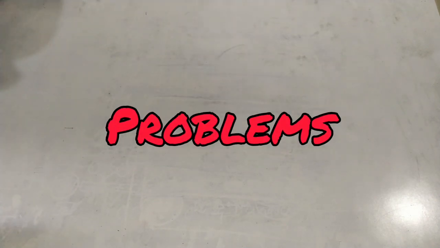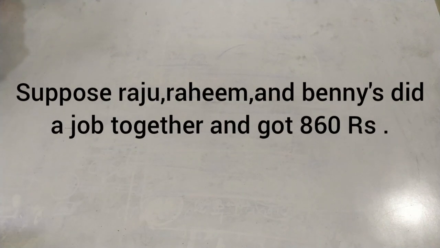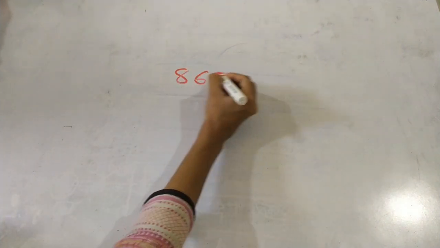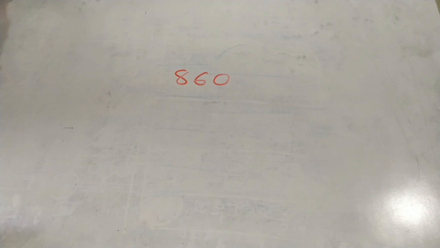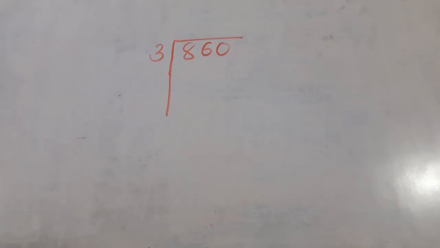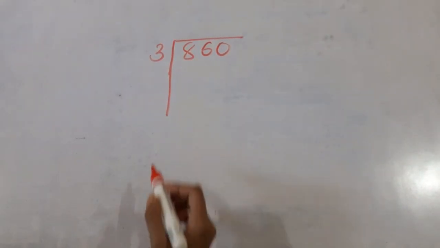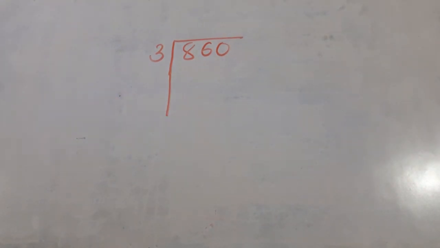These divisions are very simple. We will do one more problem. Suppose Raju, Rahim and Benny did a job together and got 860 rupees. Now how much would each get if this is equally divided? They are going to divide these rupees equally. So how much will each person get? We are going to divide this 860 rupees among 3 people, Raju, Rahim and Benny. And we want to look at how many rupees each one will get.